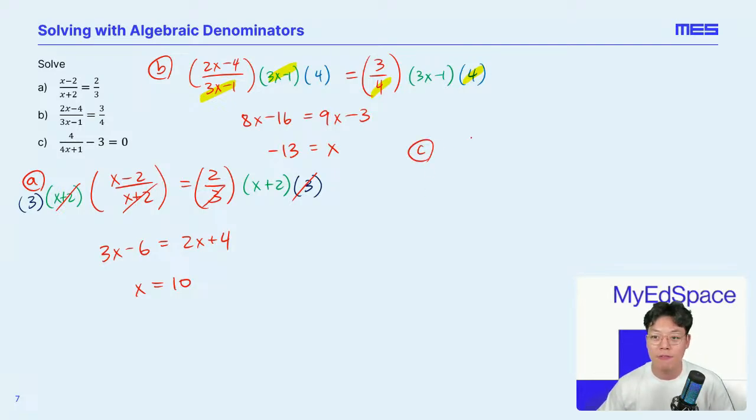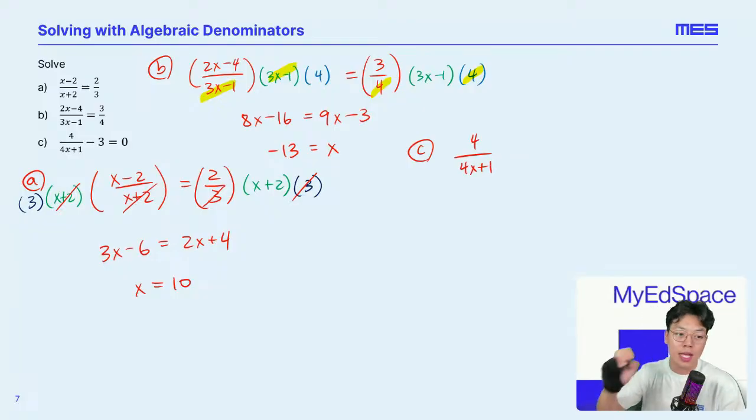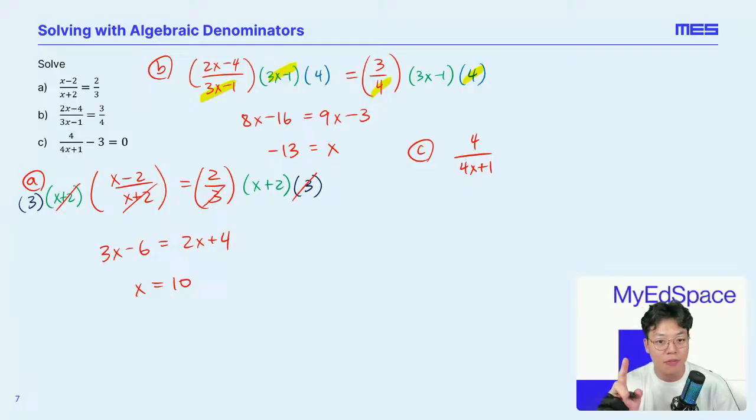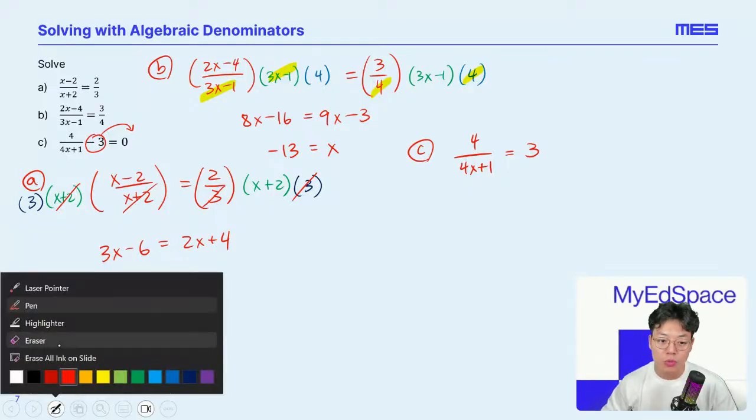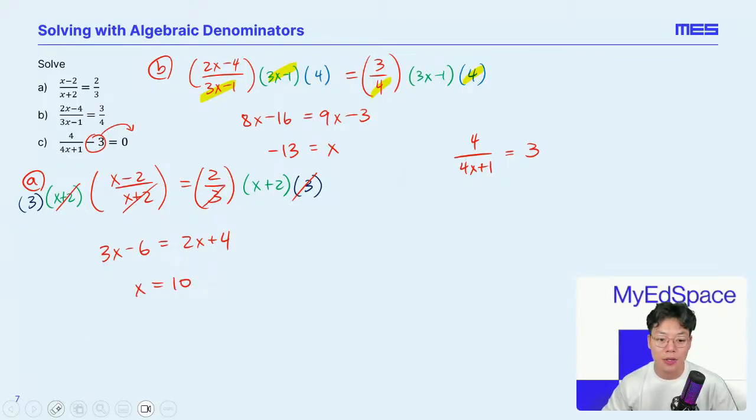Letter C, we have 4 over 4x plus 1. The only thing I'm going to change for this one is that I have a 0 on the other side of the equality. This might be easier if we move that negative 3 on the left side of the equality to the other side of the equal sign. And that'll give us equal to 3. Little pro tip there. Now, what can we do to get rid of this denominator?